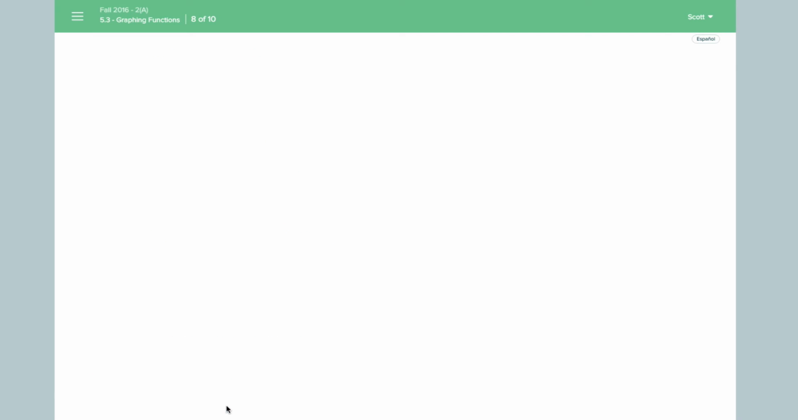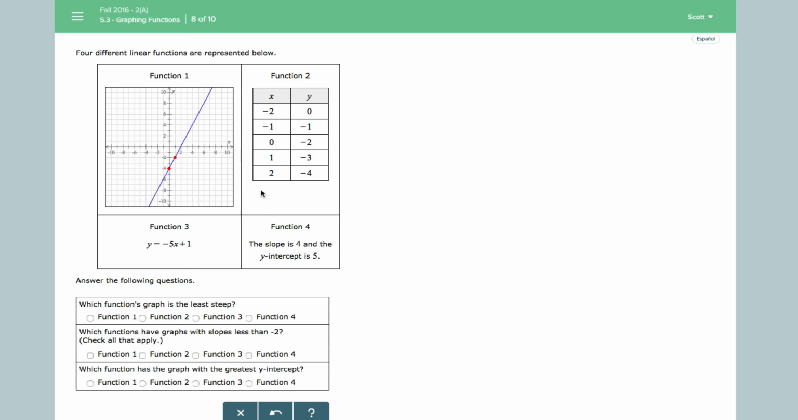Number 8 is exactly the same. We got 4 functions. Which one is the least steep? Now this tells us it doesn't matter if it's negative or positive. So 2 over 1, so that's 2. This one's changing just by -1, so that's least steep so far, -1. That one's got a -5, and that one's got a 4. So function 2 is the least steep, -1.